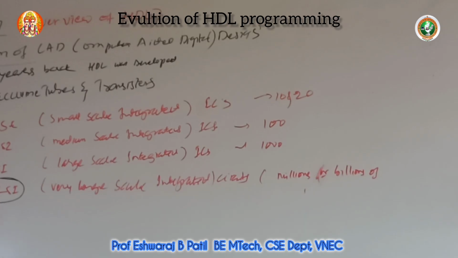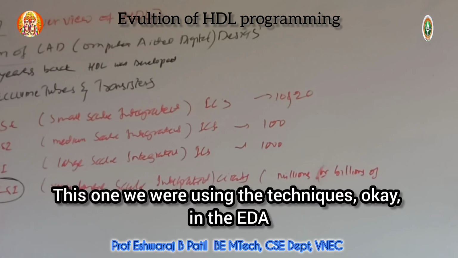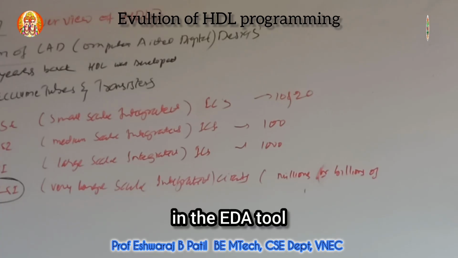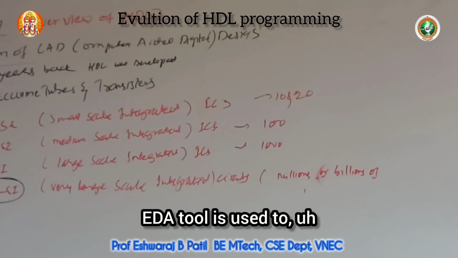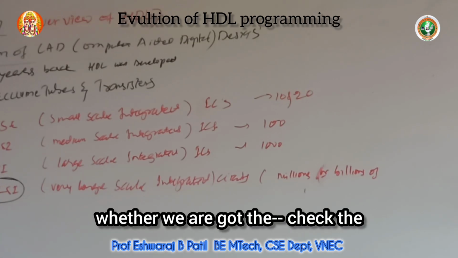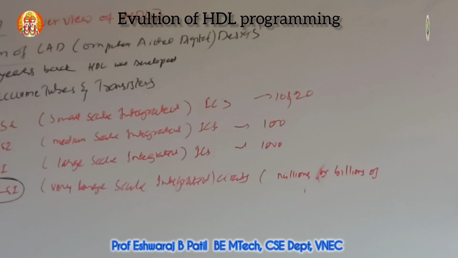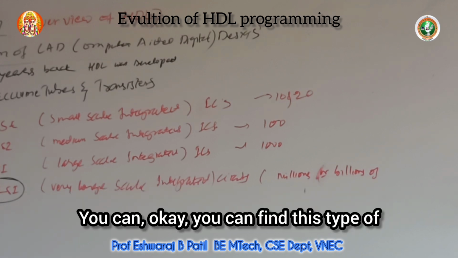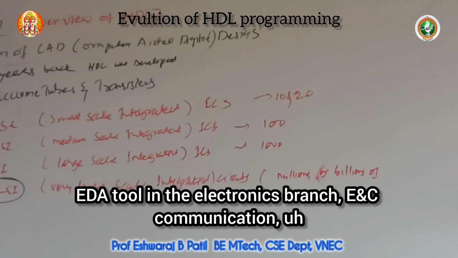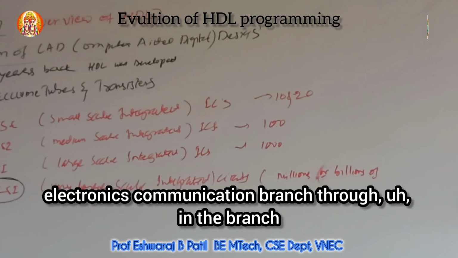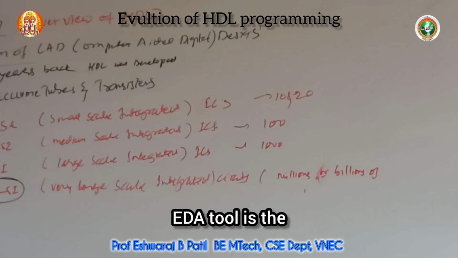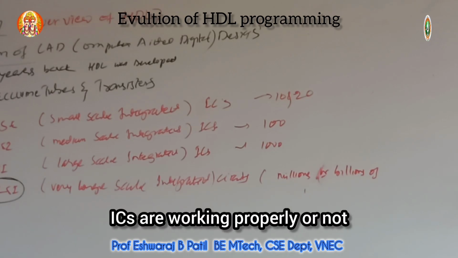Automation tool. In the EDA tool we use these techniques. The EDA tool is used to test whether the ICs we are getting are correct or not. You can find this type of EDA tool in the electronics and communication branch. It is available already. The EDA tool is used to check whether the ICs are working properly or not.